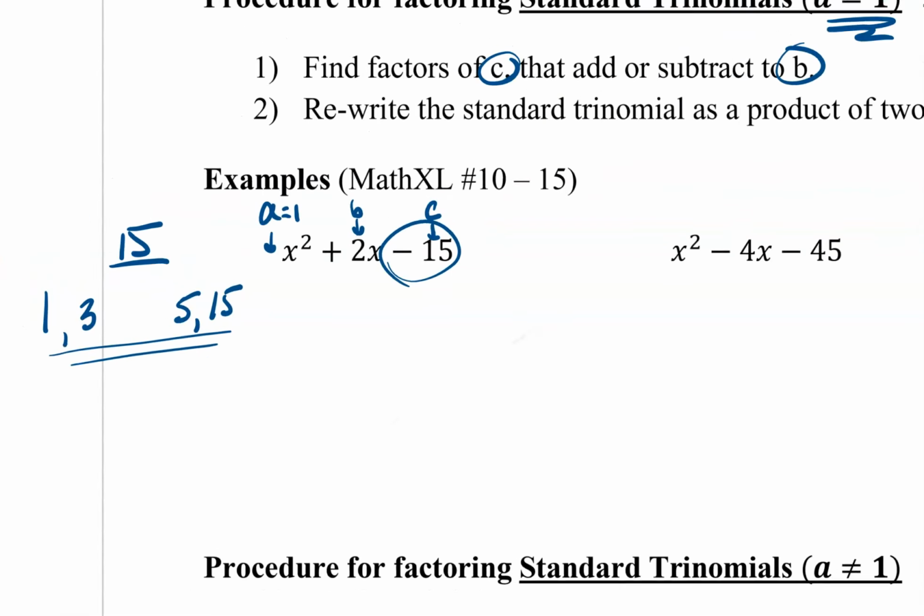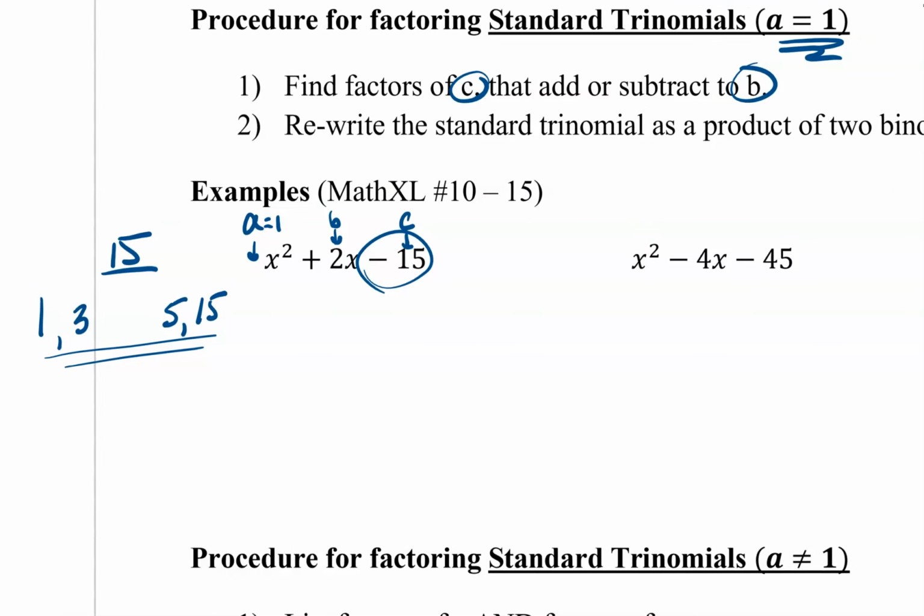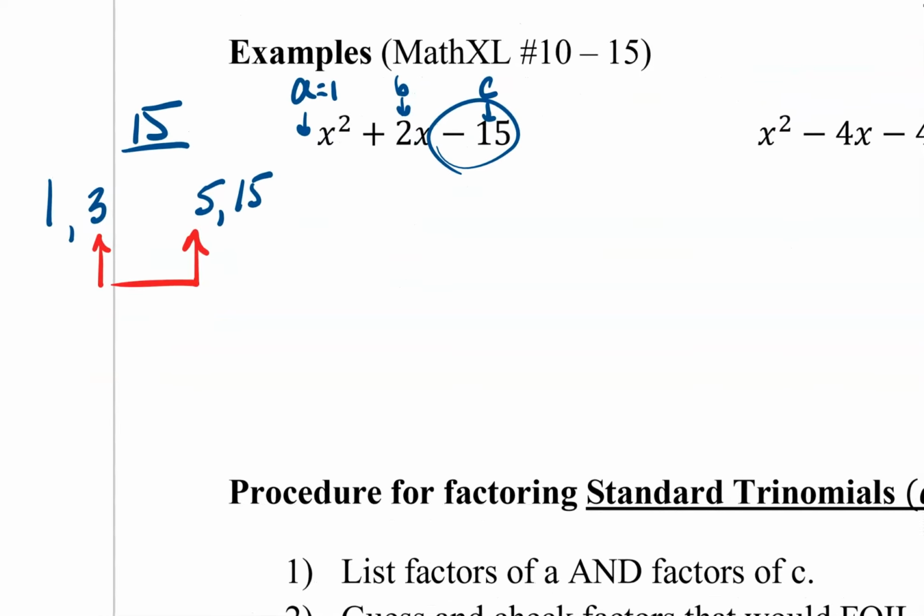So the goal now is to find two numbers that multiply together to make 15, so a pair of numbers in this factor grouping that also add or subtract to equal 2. And hopefully you recognize that a 5 and a 3 can be used to combine to make a positive 2. We would just need a positive 5 take away 3. 5 minus 3 is what would get us to positive 2.